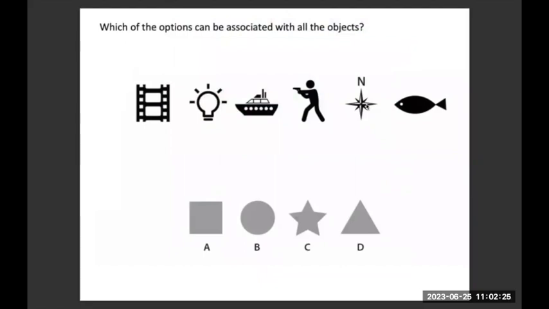It is controversial also. This question was a little bit controversial because there could be a number of other options also besides this. You have to choose the option which can be associated with the objects given in black. From these options, which is the closest option which can be associated?